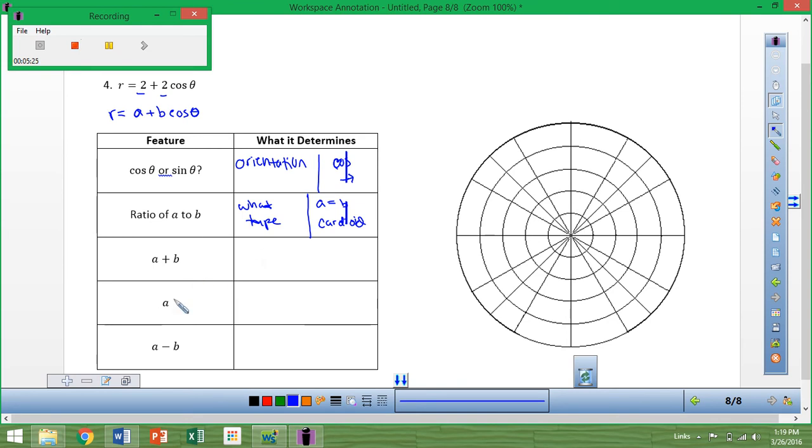A plus B, A, and A minus B will all give you other information. A plus B is 4, right? 2 plus 2. And that is going to be the height on the main axis. A is just 2. That's going to determine the stretch on the opposite axis.